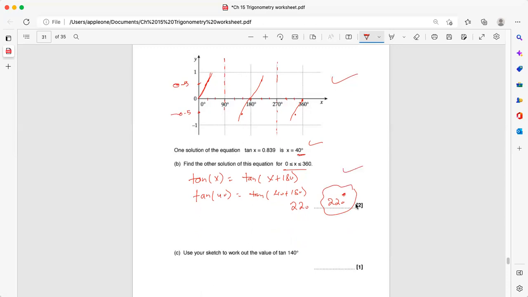Now use your sketch to work out the value for tan 140. Now they say in this part, use the sketch for 140. Now see students, 140 is somewhere here, and this result is more than 0.5. So now see, for 30, we got 0.577. So what's the value for 40? For 40, we have a different result there. For 60, we have a different result there. Just wait, student, just wait.